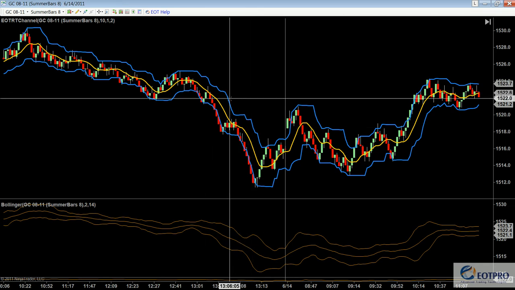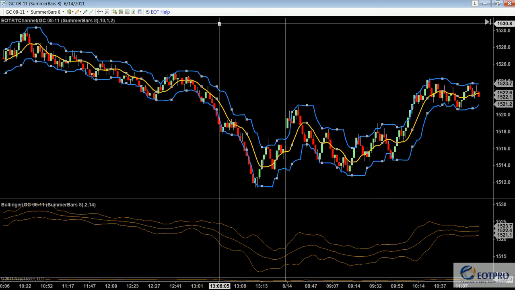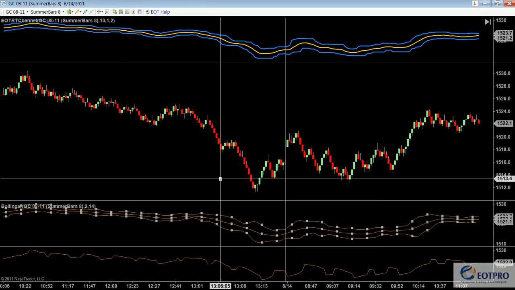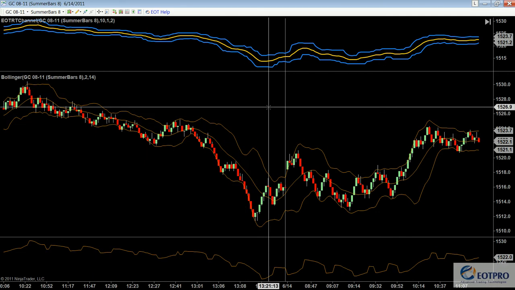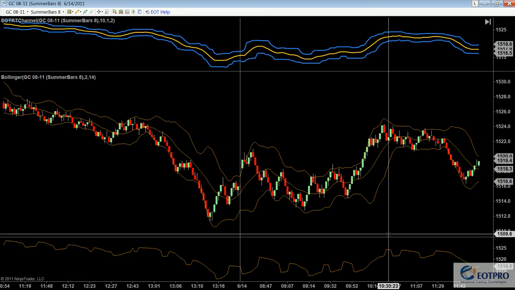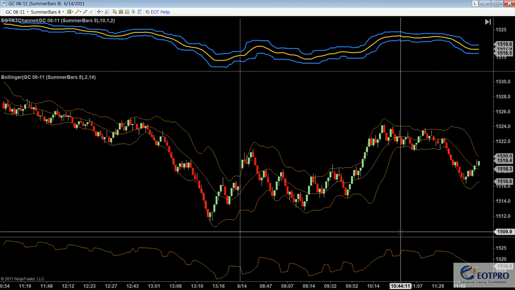And I wanted to compare these against standard Bollinger Bands. So let me just move those channels out of the way and let me bring up Bollinger Bands. Okay, so Bollinger Bands, which are not dynamically adjusted, which are fixed length, I feel are kind of weird.